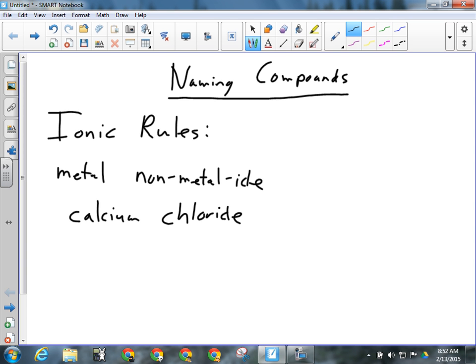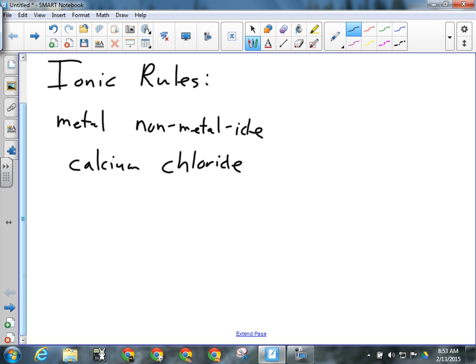Now, how would I write the formula for calcium chloride? What do I always have to do with ionic compounds when I write the formula? How do I find the right numbers? I have to write their charges down, and then what do I do with the charges after that? Drop and swap. And that's one of the things people are struggling with right now.